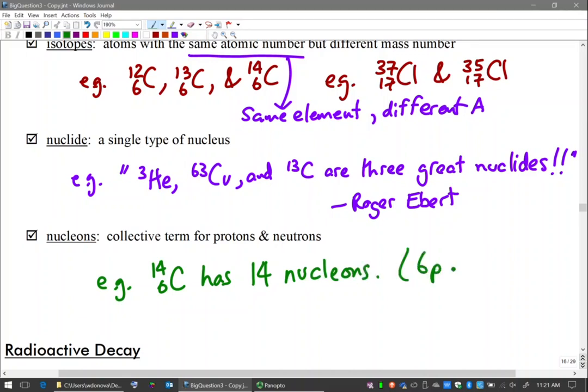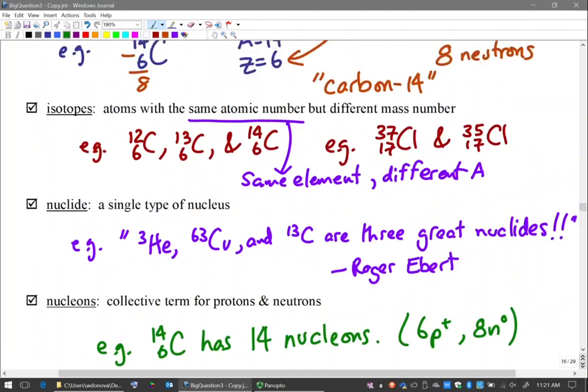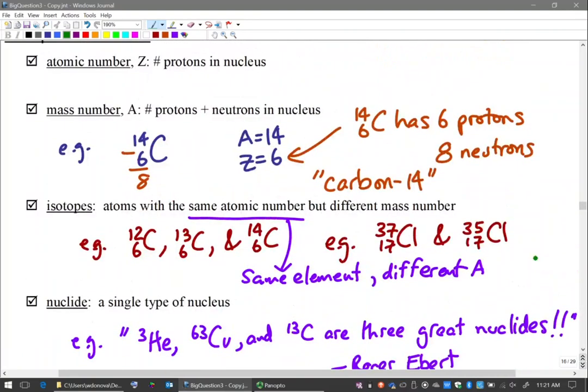It has 6 protons and 8 neutrons, for a total of 14. The mass number tells you how many nucleons. The mass number is the number of nucleons, right? Because the mass number up above is the number of protons and neutrons.